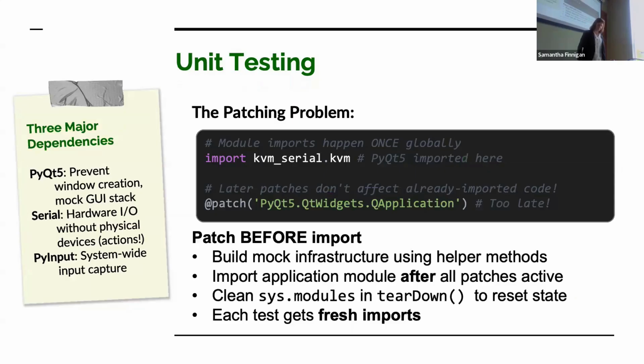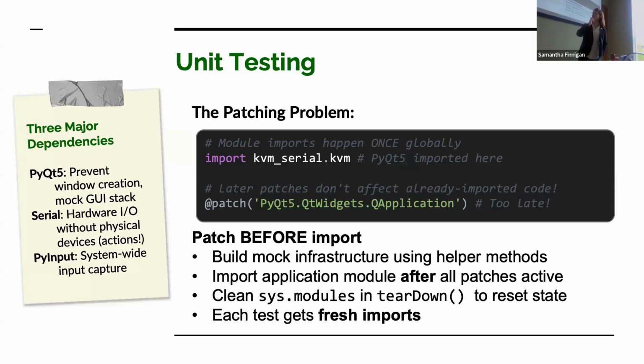So why? The patching problem. If I do import KVM serial.kvm, it runs that Python code inside that module, and that module has an import PyQt5 line in it. So if I import it there, by the time I've run my patch decorator later, further down the line, it's already too late. I can't patch it because it's already been loaded and it's in sys modules. So you have to patch things before you import them.